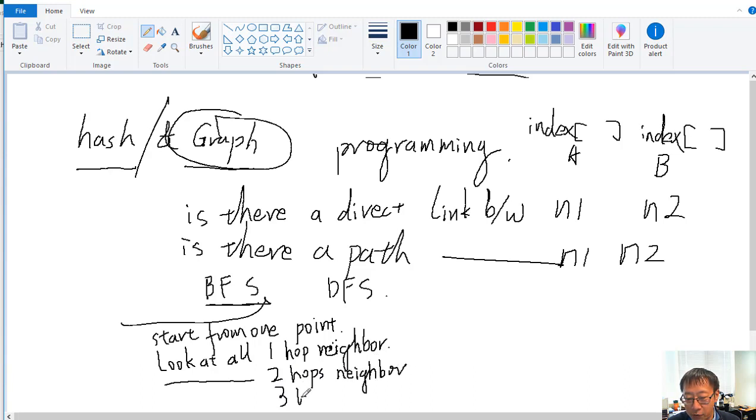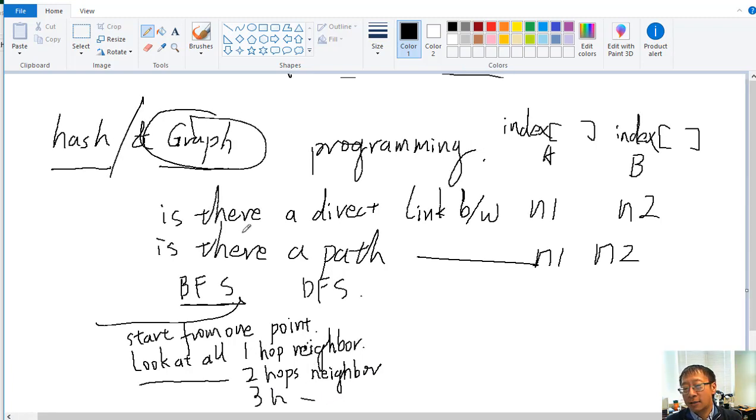And then 3 hops, so on and so forth. And we either look until we find the destination N2, or we will quit when we have gone through all the possible neighbors that we can reach. So what does that mean? BFS is actually using an increasing ring kind of search.